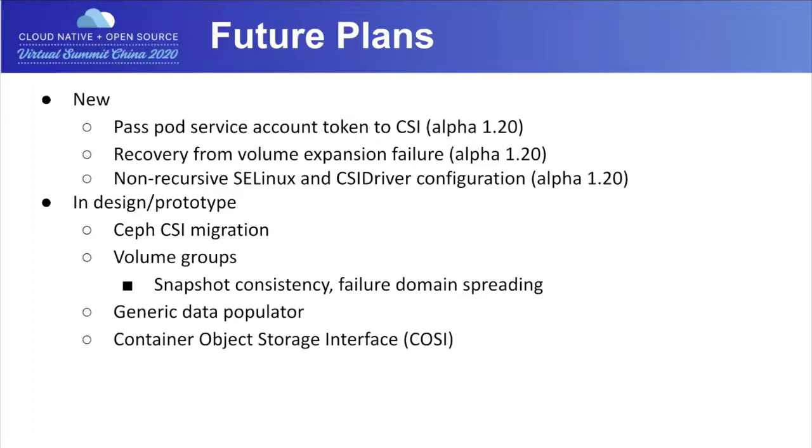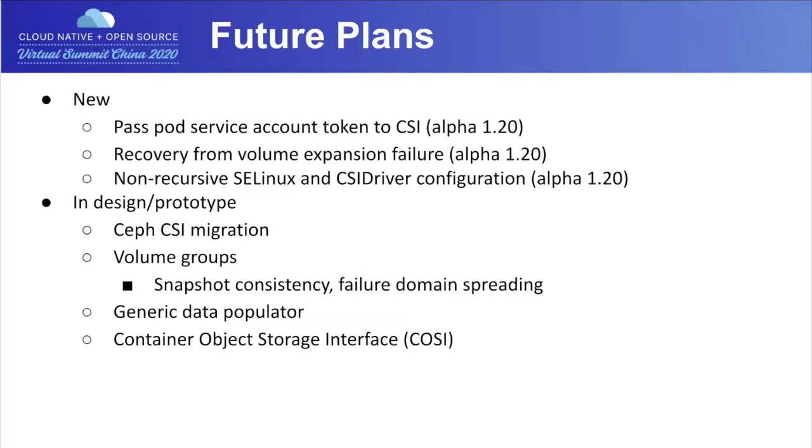And the third feature we're trying to bring as an alpha feature in 1.20 is non-recursive SELinux. This proposes a way to speed up container startup by mounting volumes with the correct SELinux label instead of changing each file in the volumes recursively. We're also planning to add a configuration so that CSI drivers can opt in to support this feature.